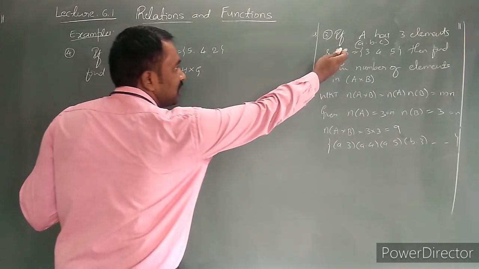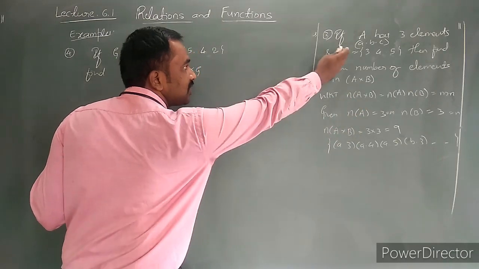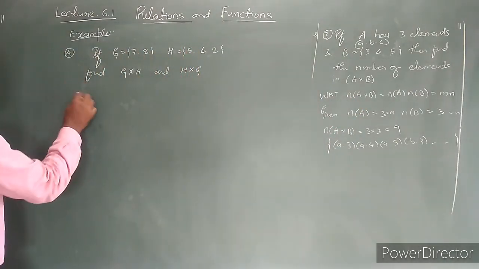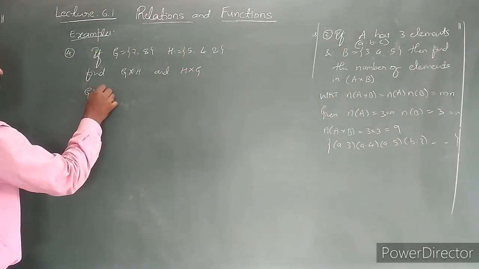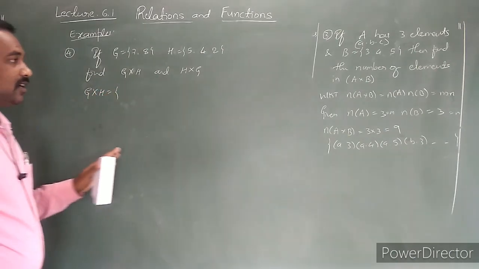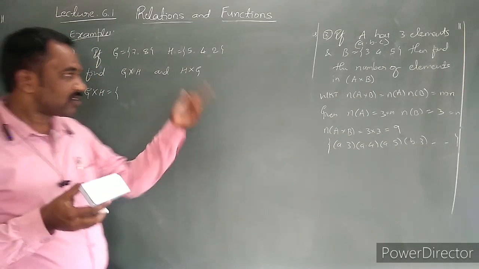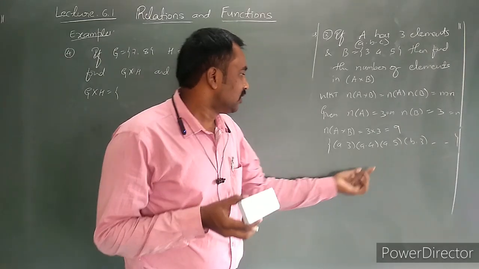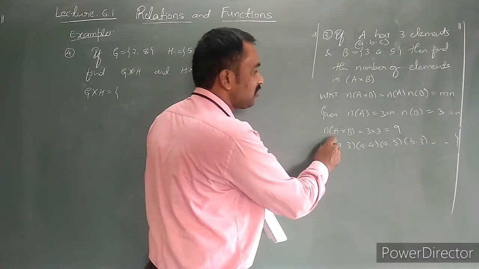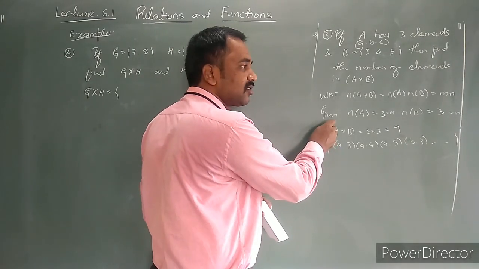Cartesian product A cross B is there. Set A and set B is given. Instead of A, G and H is given. First of all, G cross H. How to write? Here, the number of elements is required, or the Cartesian product only is required.